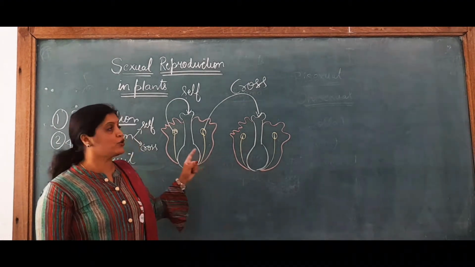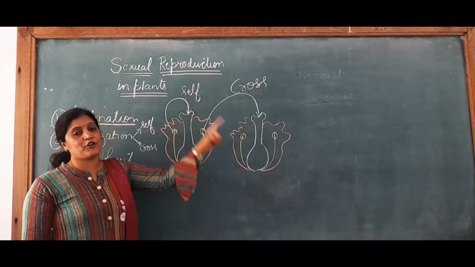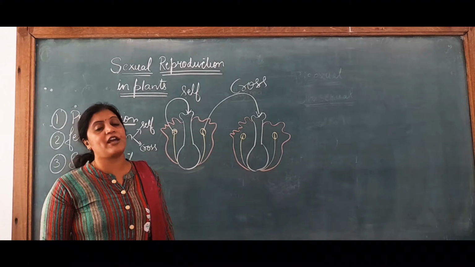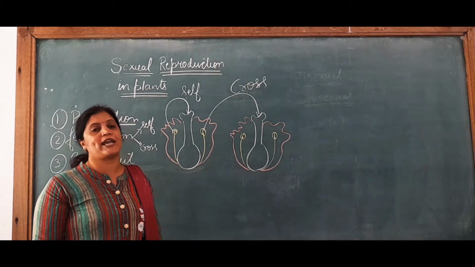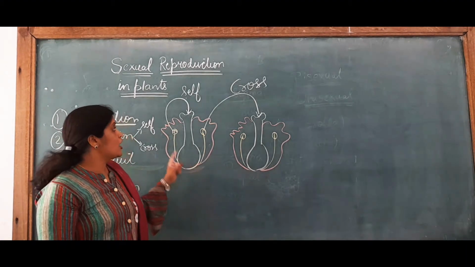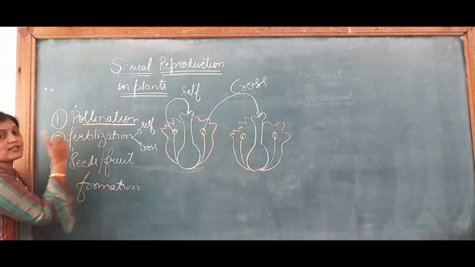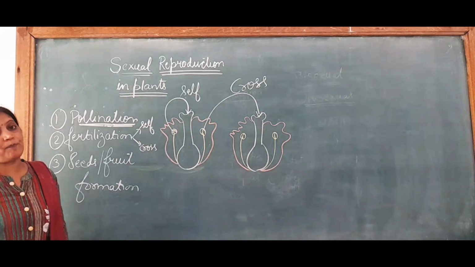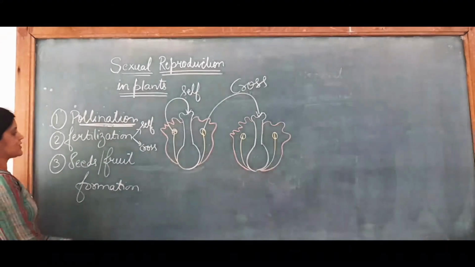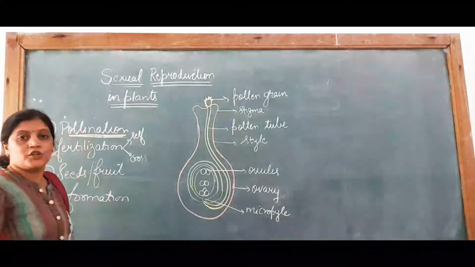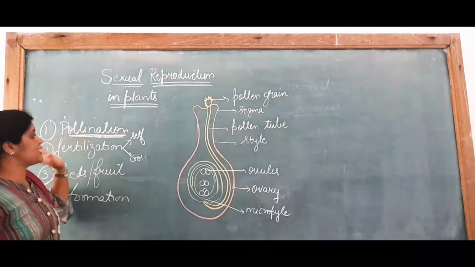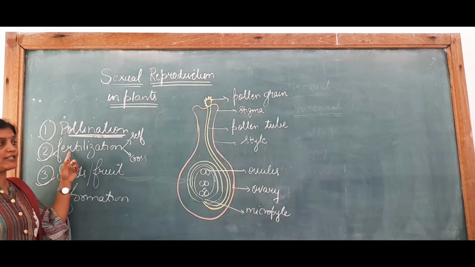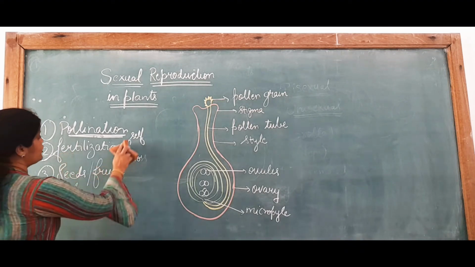So please go through the notes and read the advantages and disadvantages of self and cross-pollination, which is a very important question for your board exams. So here we have discussed our first step, pollination. Now we will discuss the second and third. Now the next step involved is fertilization.